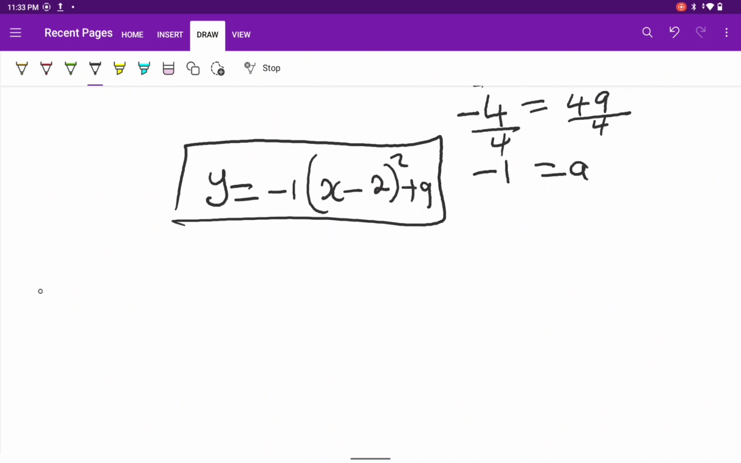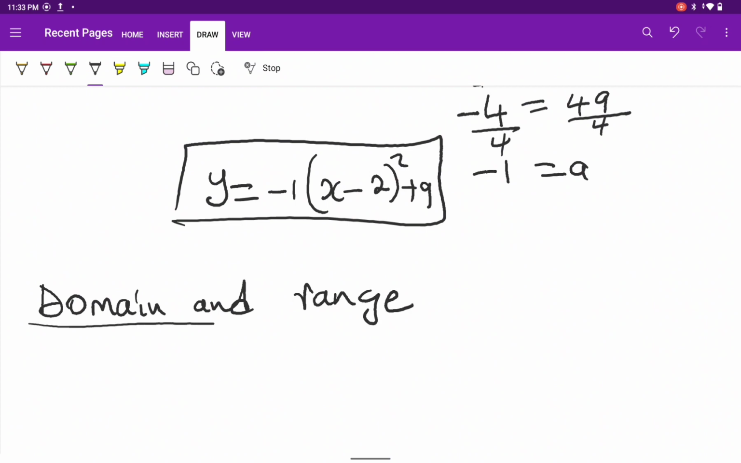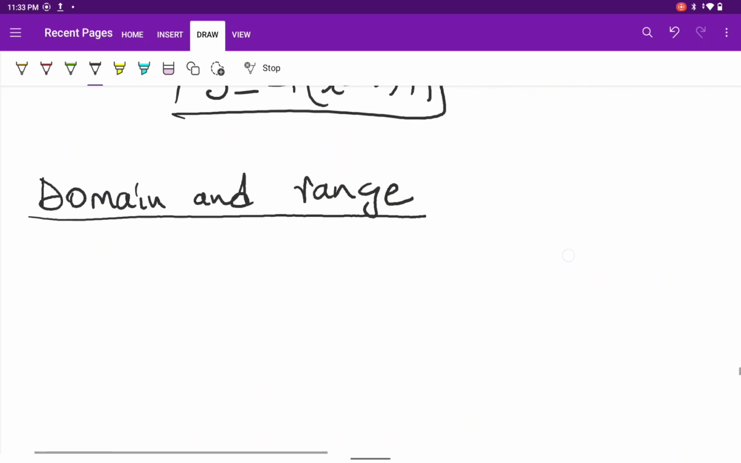Okay, let's now look at the domain and the range of a parabola. With the domain, the x values, it can take any value of x as long as it is real. So all values of x do exist on the parabola.